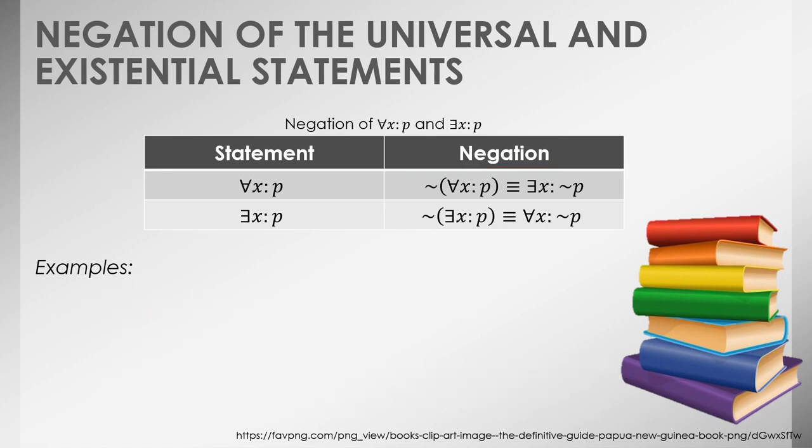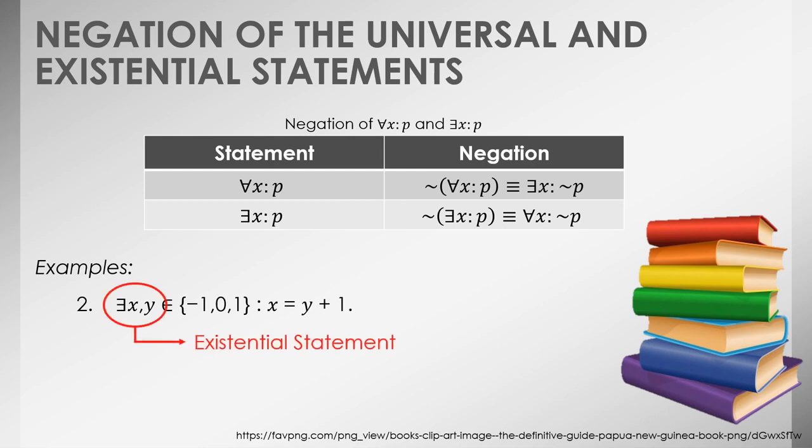Another example, we have this. Note that this is an existential statement. Thus, we are on the second case. The negation is given by this. This time, we will turn the existential statement to a universal statement by changing the existential quantifier to a universal quantifier. Secondly, we will get the negation of the given statement. Hence, by applying, we have this.